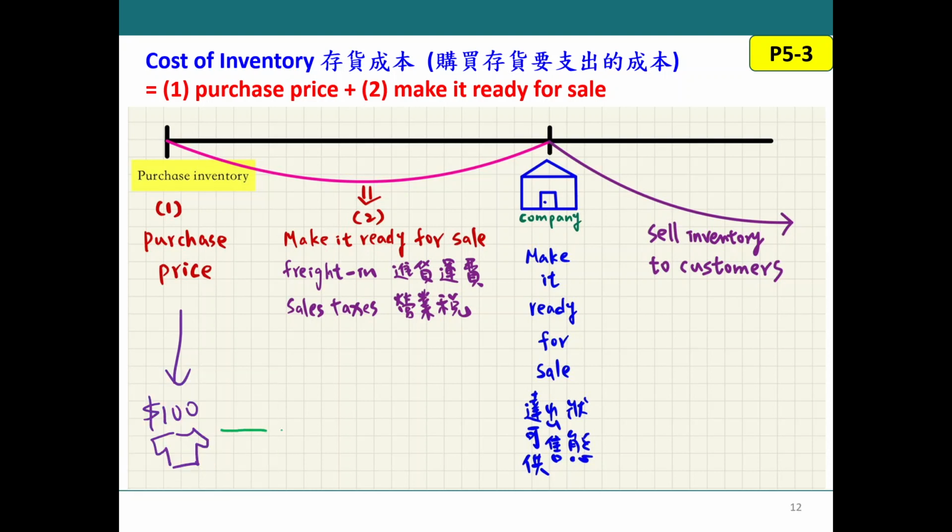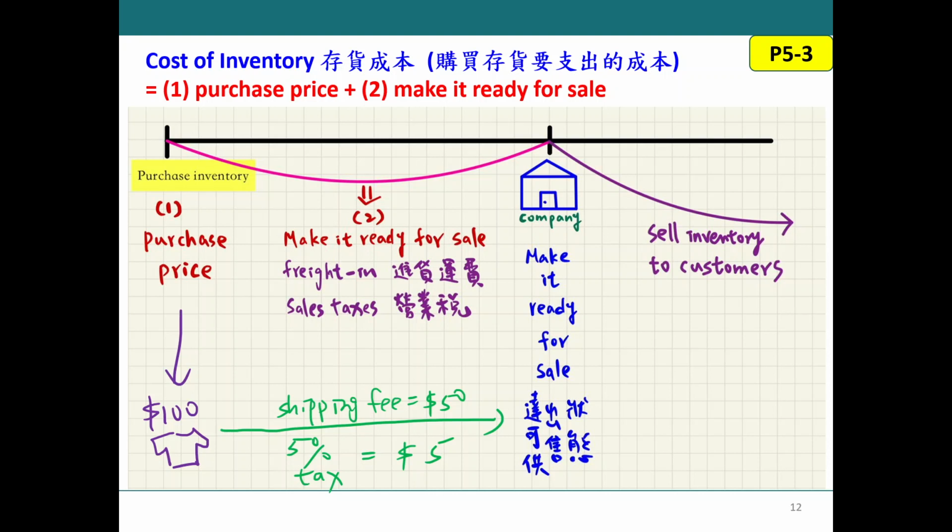So you paid a shipping fee, for example, $50. And don't forget, you have to pay 5% tax to the government. 5% of how much? $5. So how much money do you actually pay? $100 plus $50 plus $5.